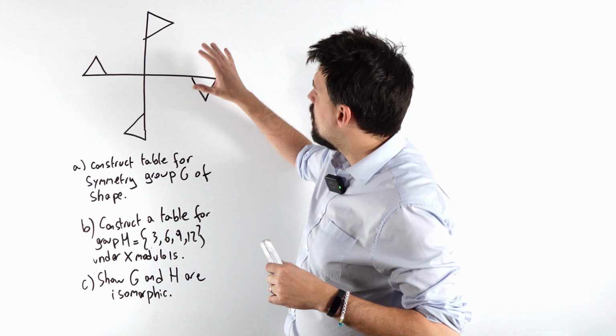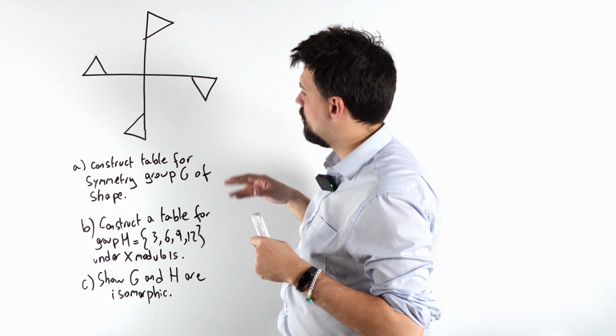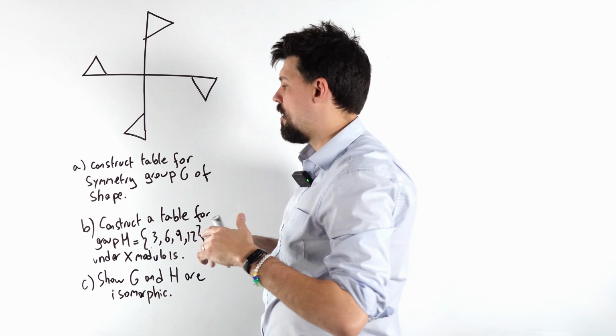What do we have? We have this shape. Look at it. It's lovely. Should have done that.